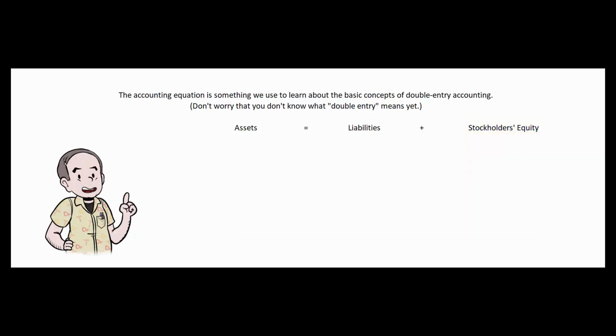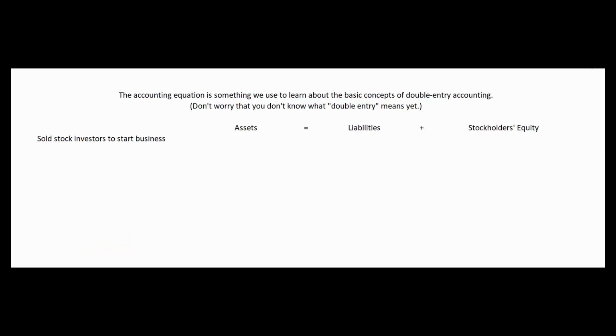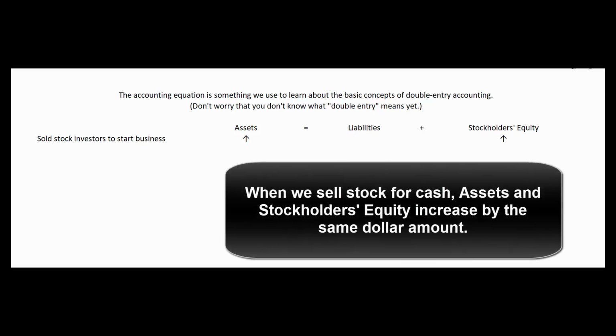Let's pretend we're talking about a corporation, and let's look at some business transactions and see how the accounting equation stays in balance. So first, we sell some stock to investors to start a business. So now they own the business. What's happening in the accounting equation? Assets are going up, cash has increased, cash is an asset, and stockholders' equity has increased. They've invested money in the business. Assets went up by one amount, stockholders' equity went up by the same amount, so our accounting equation stays in balance.